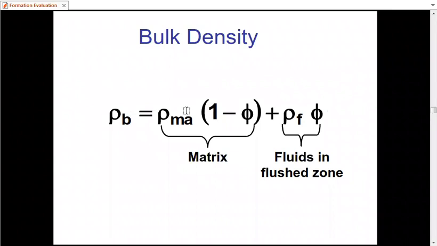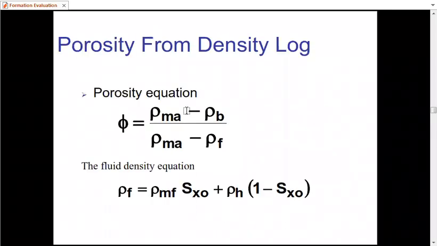This is the equation for the bulk density using the matrix density, the porosity, and the fluids in the flushed zone and the porosity for the flushed zone area. When we are talking about the porosity from the density log, the porosity equation uses the matrix density, the bulk density, and also the fluid density or formation fluid density.